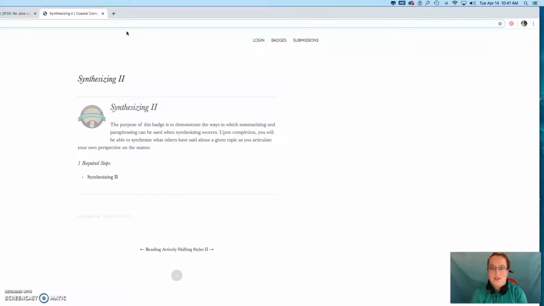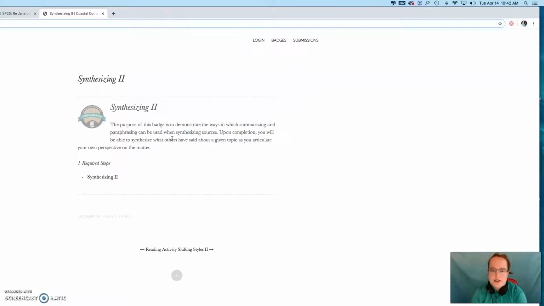But this week we are going to be talking about the Synthesizing II badge. This is a badge that I believe will help us when we continue on with our next paper for Read Jane. And I think it will help us in general, just learning how to combine things that we want to summarize or quote or learn about when we write.